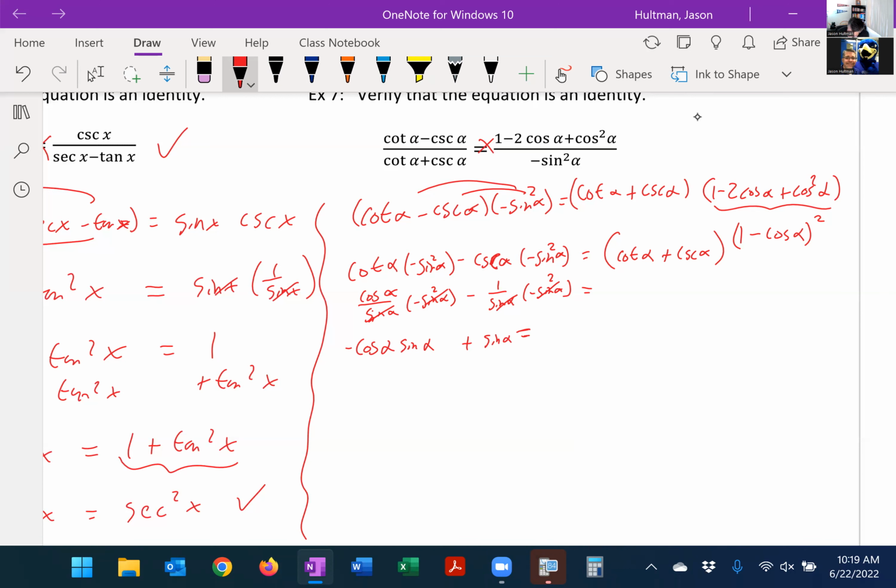And then what I could do is factor out that sine alpha if I really wanted to. And then this becomes negative cosine alpha plus 1. I'm trying to simplify one side and then go back and see if I can simplify the other side. So this just becomes sine alpha times 1 minus cosine alpha, which is nice because we have a 1 minus cosine alpha here and a 1 minus cosine alpha there. They just happen to be squared. If we can get this to cancel or become a sine somehow, then we're good.